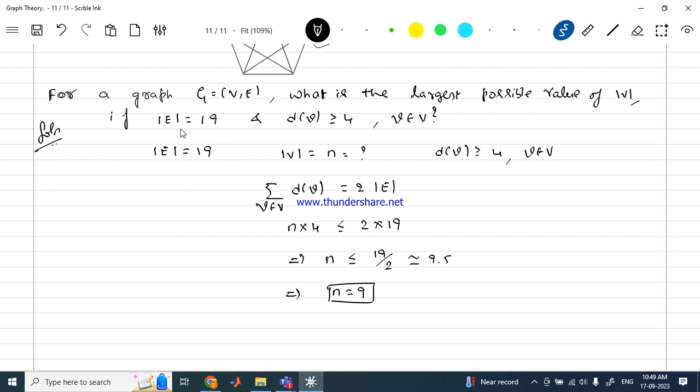Okay, so with respect to this data, what is the largest possible value? The largest possible integer which is less than or equal to 9.5 is 9. So we are expecting these many vertices are present in my graph. To have this graph, this many vertices should be present.